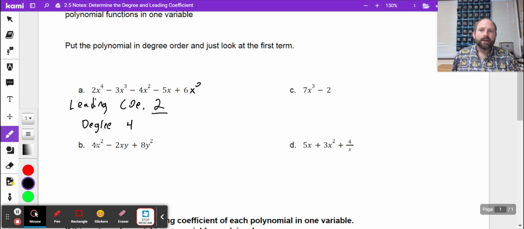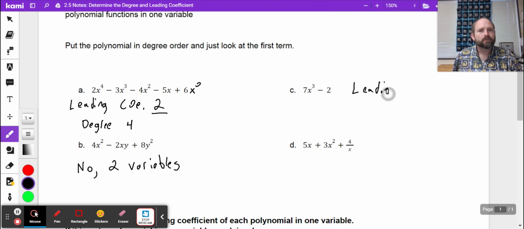Next one. I have 4x squared minus 2xy plus 8y squared. So if I look at this, I say, hey, two variables. No, two variables. It has to be one. We're doing one variable. Now 7x to the third minus 2. Okay, well, the leading coefficient is 7. And the degree is going to be the third power.